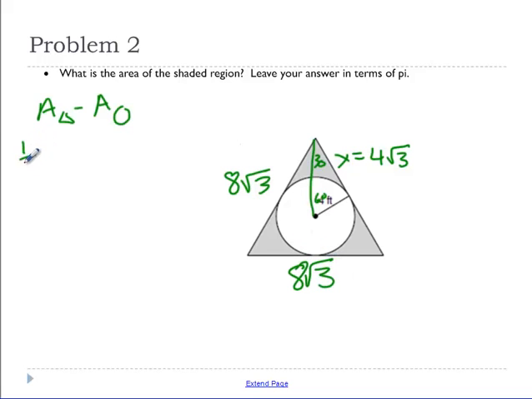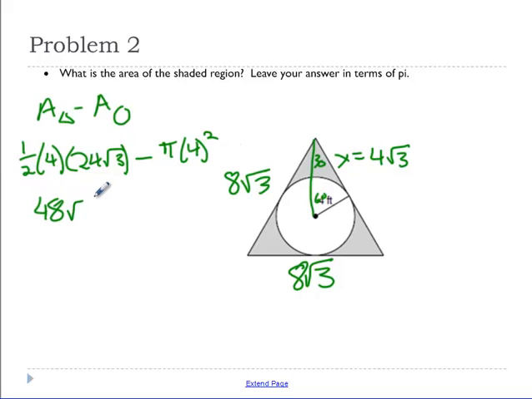So the area of the triangle is 1/2 times the apothem times the perimeter, and 8 plus 8 plus 8 is 24 square root of 3, minus the area of the circle, which is pi r squared, and r for this circle is 4. 1/2 times 4 times 24 is 48 square root of 3, minus 16 pi.